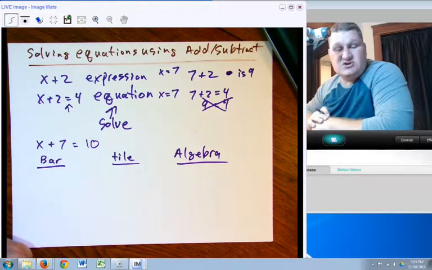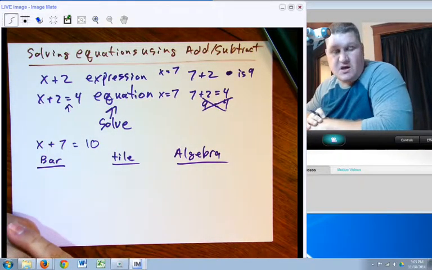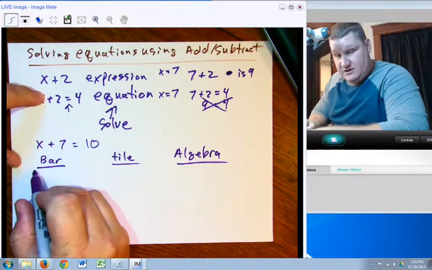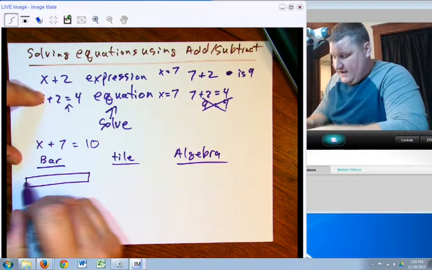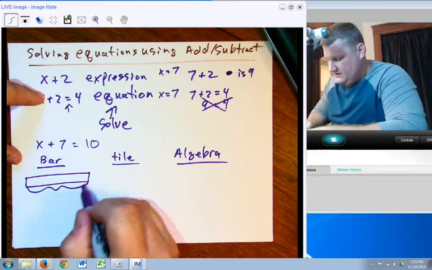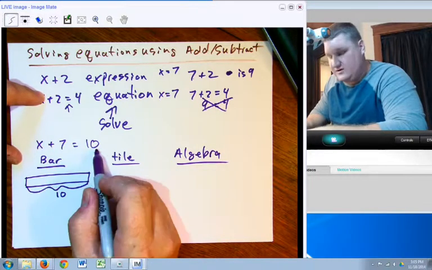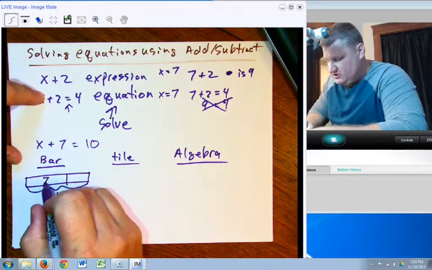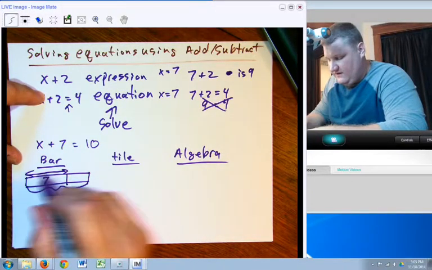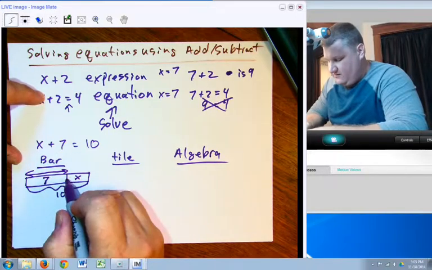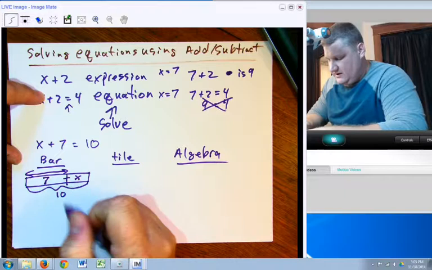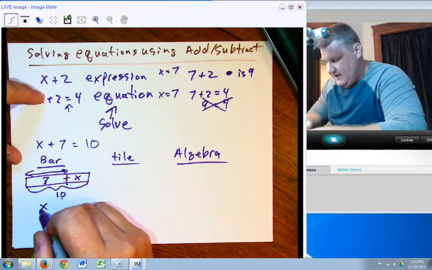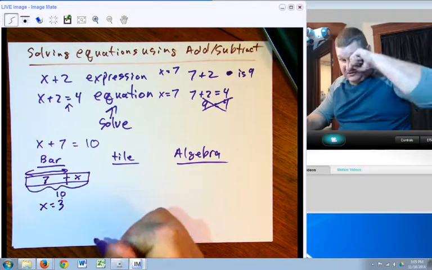Okay, now ladies and gentlemen, for solving equations using addition and subtraction, we actually have three methods we can use. One is the bar method. The bar method is, you draw, shockingly enough, a bar. And that bar is going to be all 10 units long because x plus 7 equals 10. Now, since 7 is smaller than 10, we would say, here's 7 of them right through here. That's 7. So the question is, 7 plus what equals 10? And so hopefully at this point you say, wait a minute, 7 plus how many more is 10? x equals 3. So 3 would be the solution.